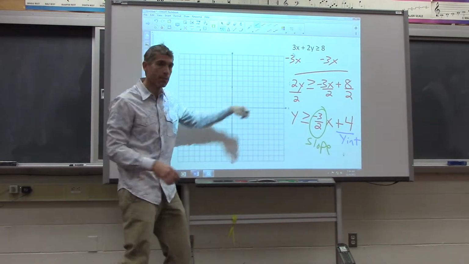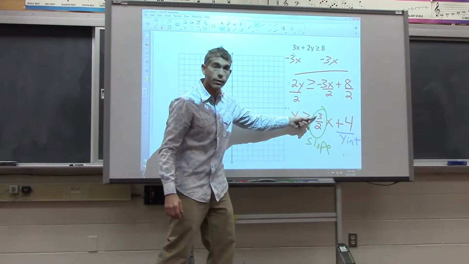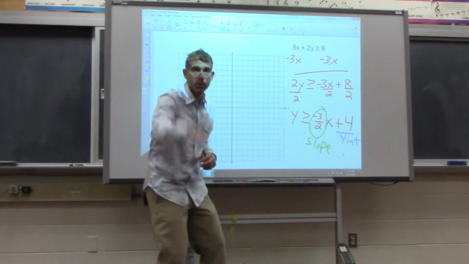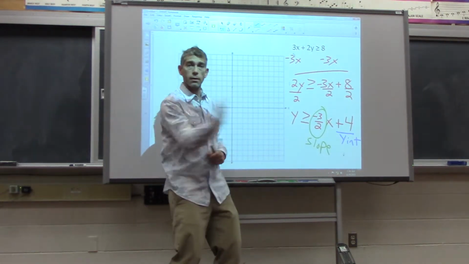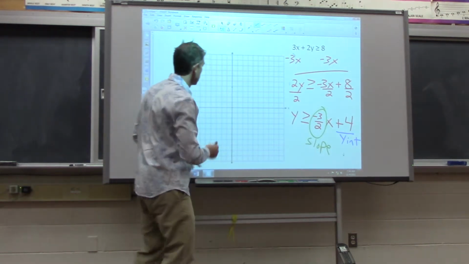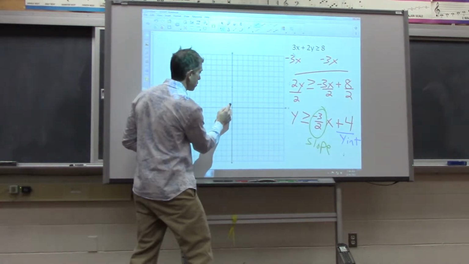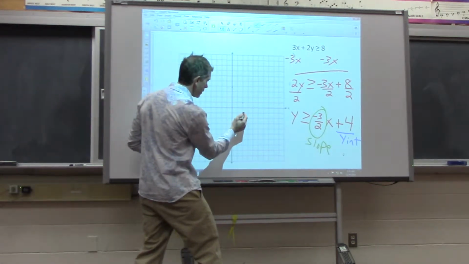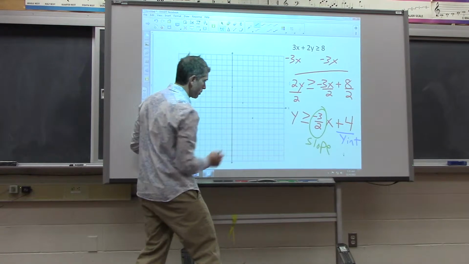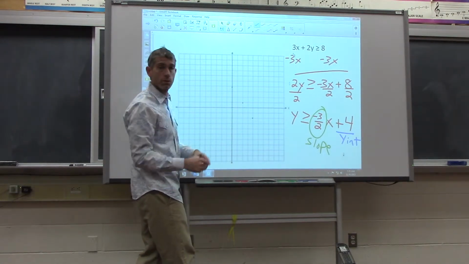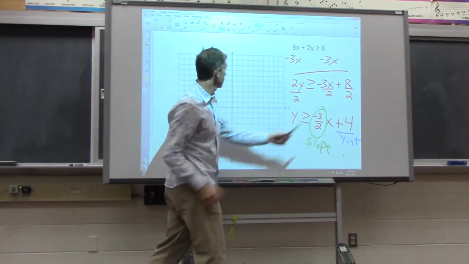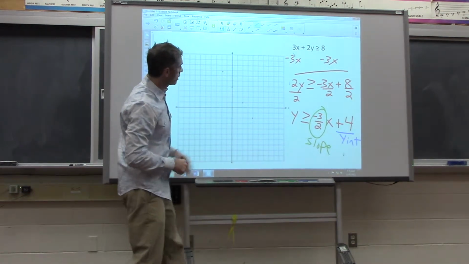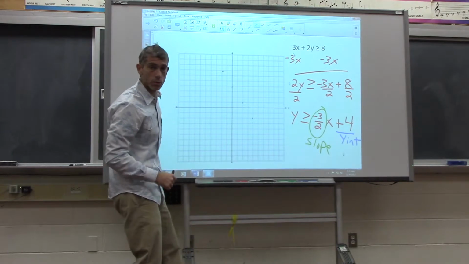And from there, basically count my boxes. This would be down 3 to the right 2, down 3 to the right 2. Remember, slope is change in y over change in x. 1, 2, 3, down 3 to the right 2, down 3 to the right 2. Or potentially could do that opposite and go up 3 to the left 2. And then you get a few dots where you can then draw the line.